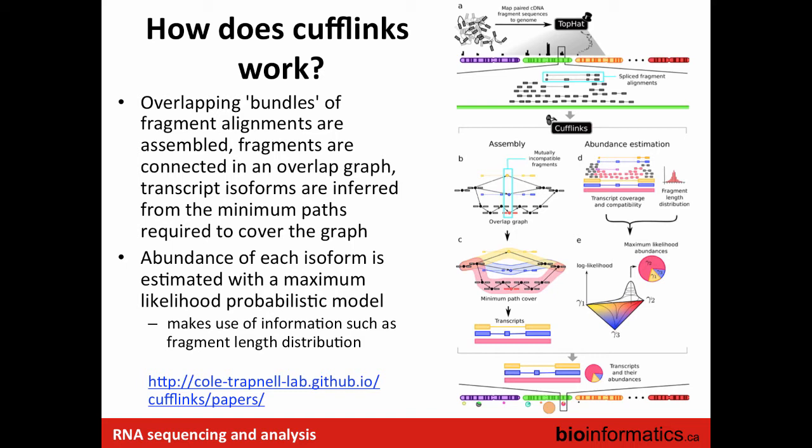So it uses the information of the mutually incompatible fragments to try and get a sense of proportionality, and it comes up with the most likely assignment of reads to each, or proportion of reads to each isoform. And it uses information that it has, like the fragment length distribution. So it has a sense of the typical size of your fragments, and based on that it knows that a particular alignment may be more likely to be evidence for one transcript versus another.